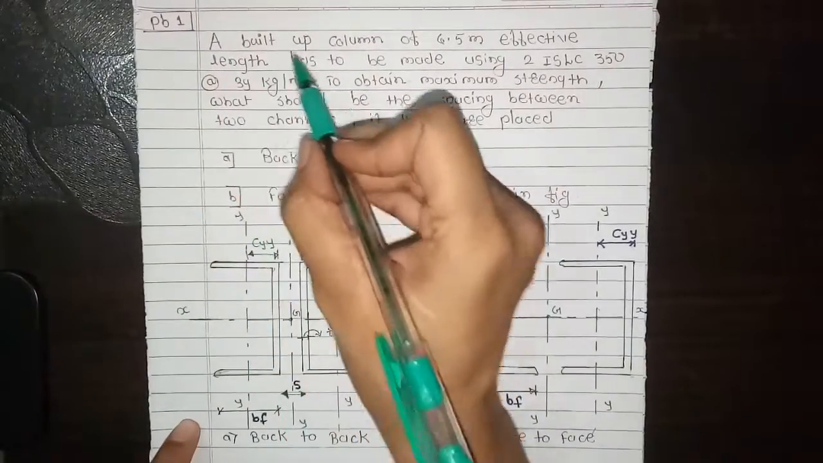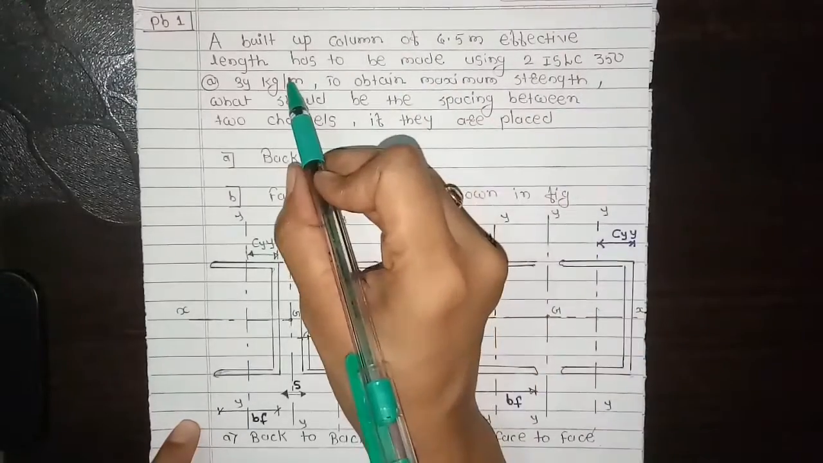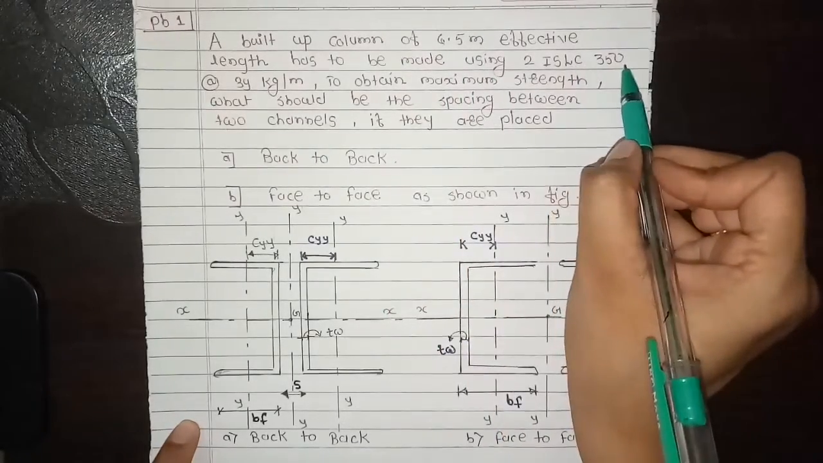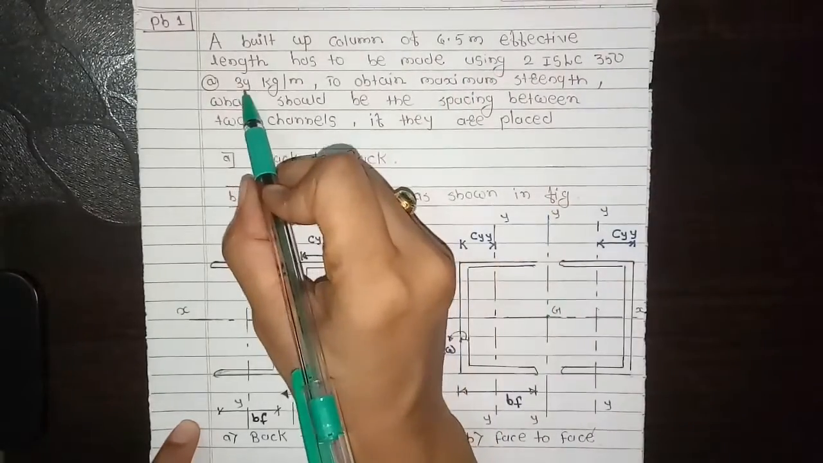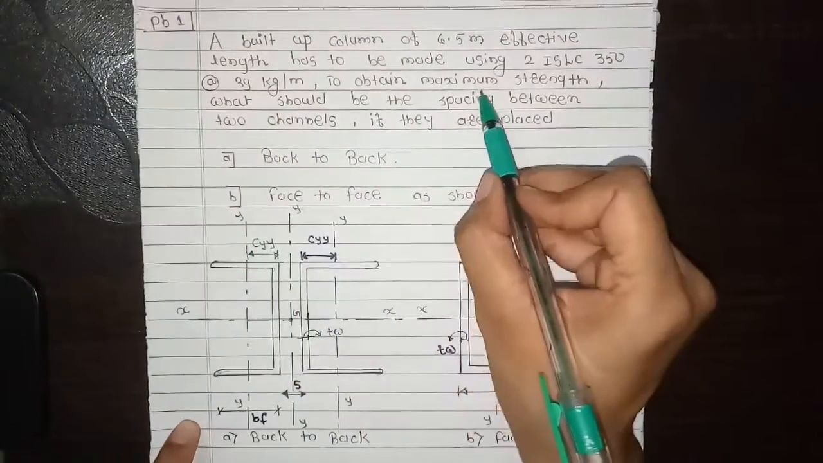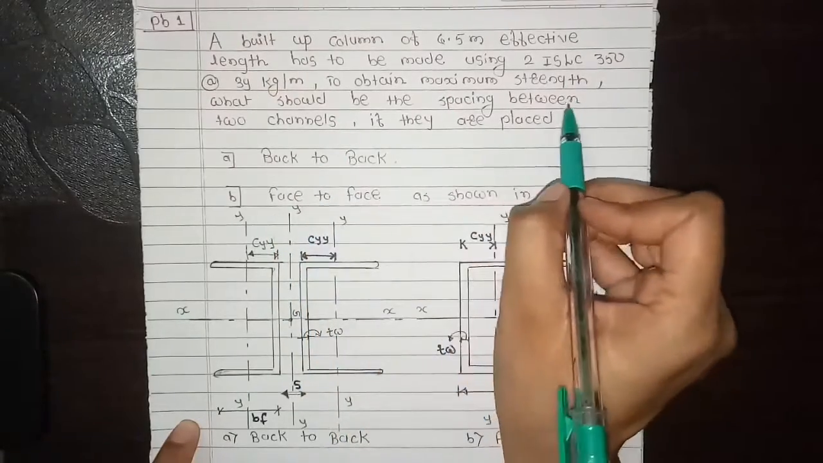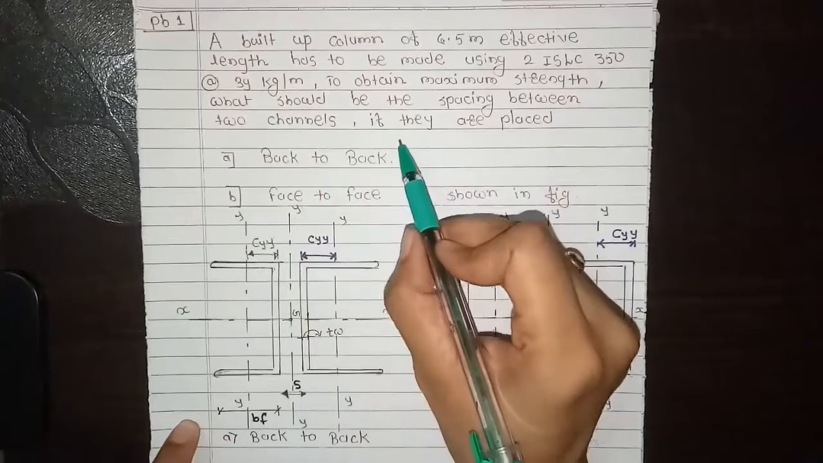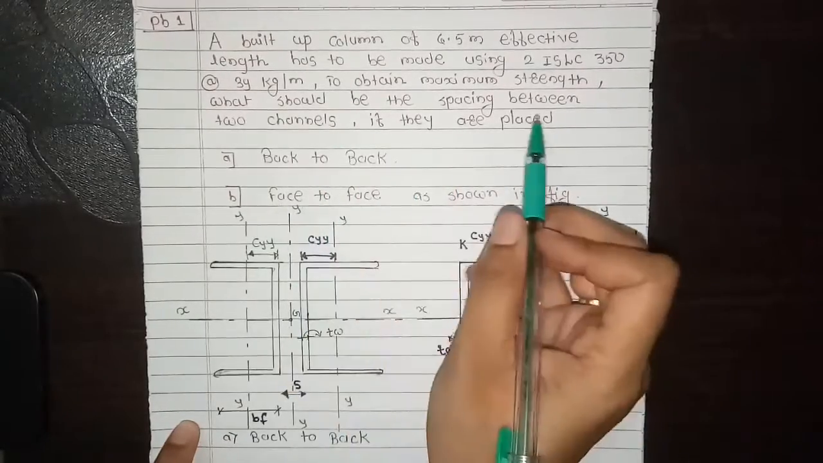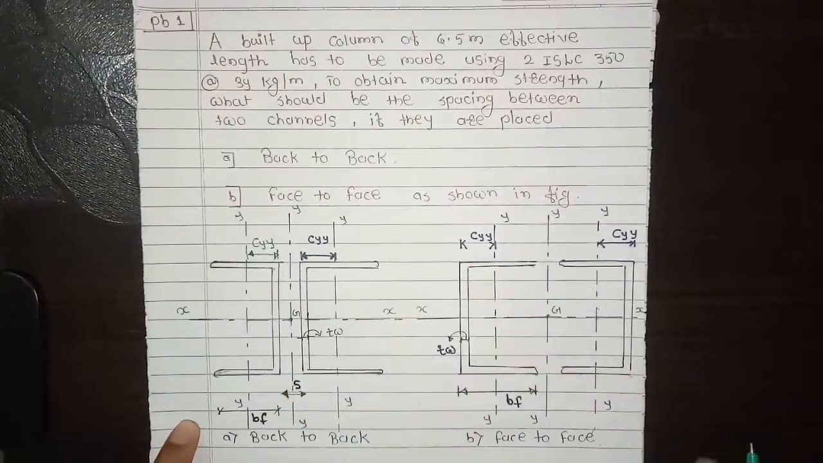First numerical: a built-up column of 4.5 meter effective length has to be made using 2 ISLC 350 at the rate 39 kg per meter. To obtain maximum strength, what should be the spacing between two channels if they are placed back to back and if they are placed face to face as shown in figure?